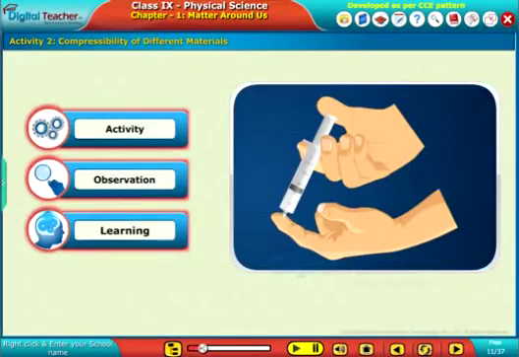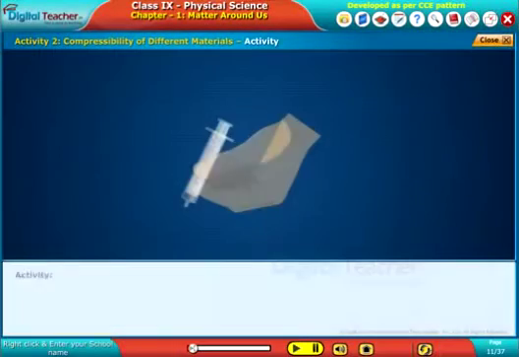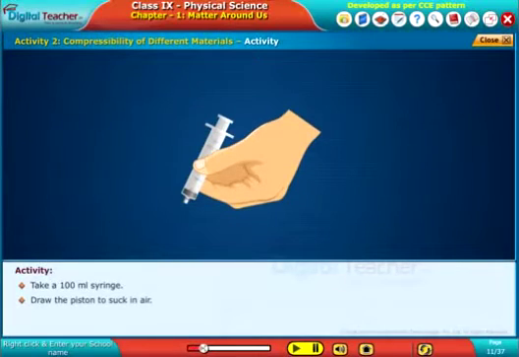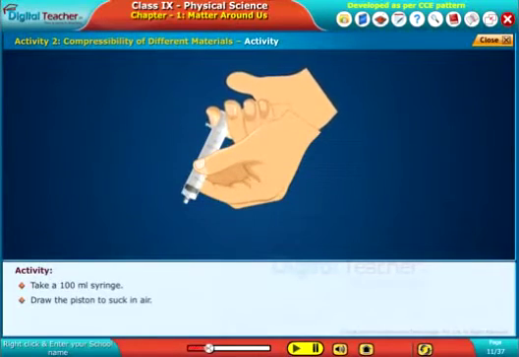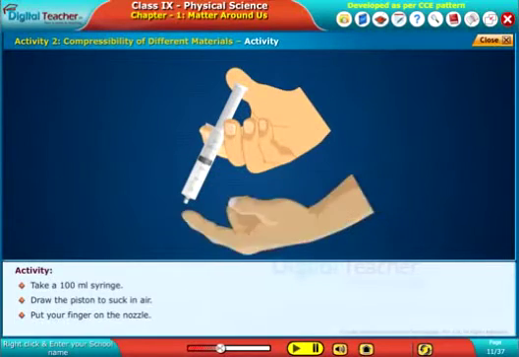Now, let us perform an activity to understand the compressibility of different materials. Click each tab to know more. Take a 100 ml syringe. Draw the piston to suck in air. Put your finger on the nozzle.